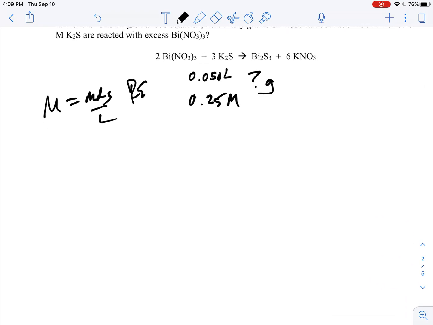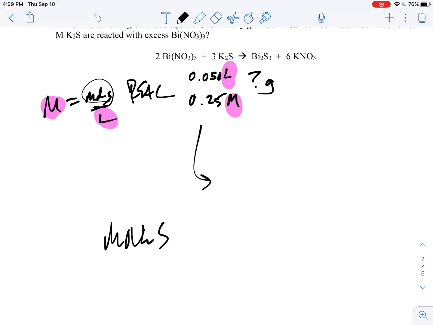So again, this is your real world. This is your moles down here. So I've got liters and I've got molarity. So I now have molarity in liters, and I want to get the moles. So I'm going to have to multiply those two numbers together, and I end up with 0.0125 moles that are here.